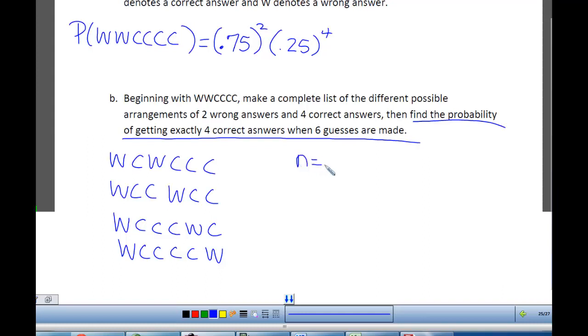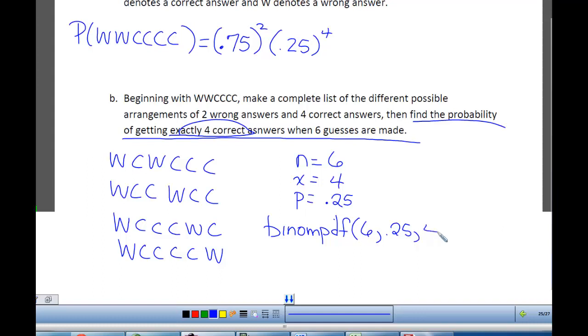So n in this case is 6. X is going to be, what is a success in this case? Well, success would be correct, because that's what we're interested in. Exactly 4 correct answers. So x equals 4. P is, well, what's the probability of getting it correct? 2/5. Okay, 1 of the 4 is going to be right. And that's really, as far as the calculator, that's all we need. So we're going to do binom PDF 6, .25, 4. Has to be in that order.